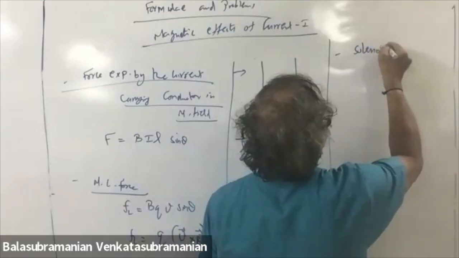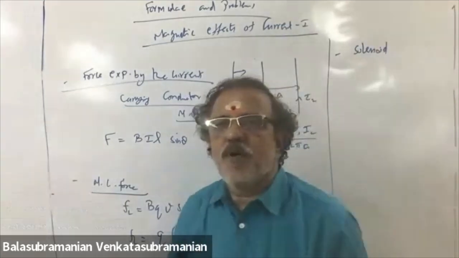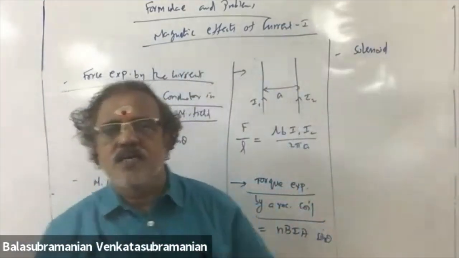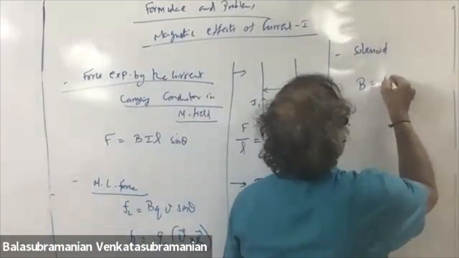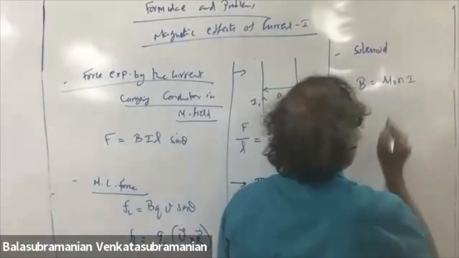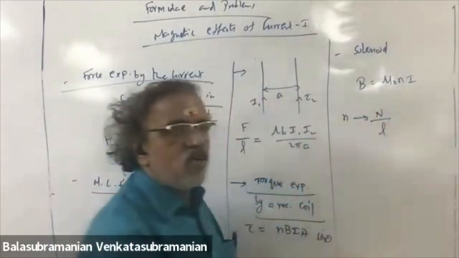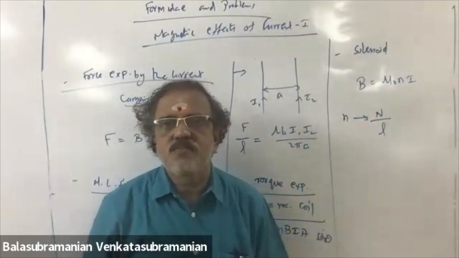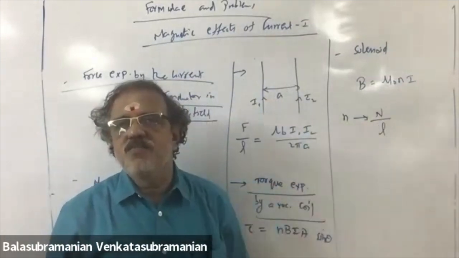For a solenoid, magnetic induction at a point due to a solenoid carrying current: B is equal to mu naught nI, where n is called the number of turns per unit length in the conductor. Number of turns per unit length.